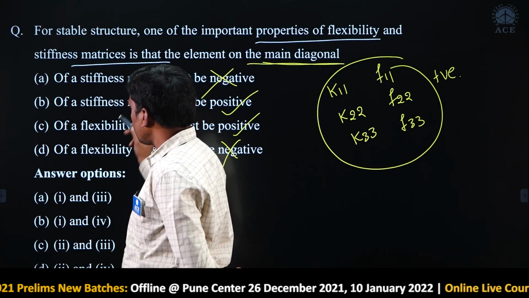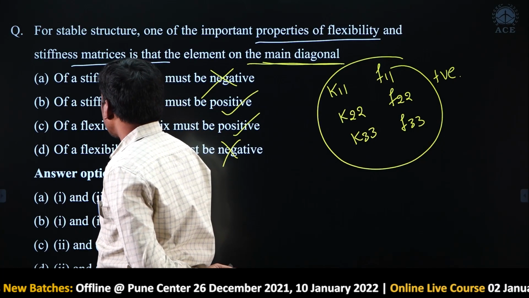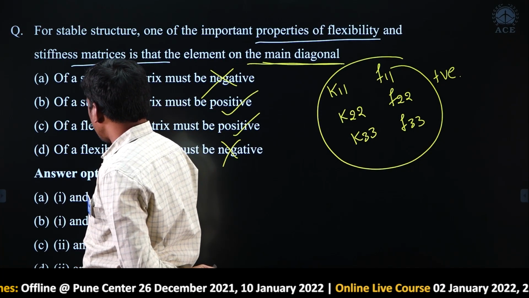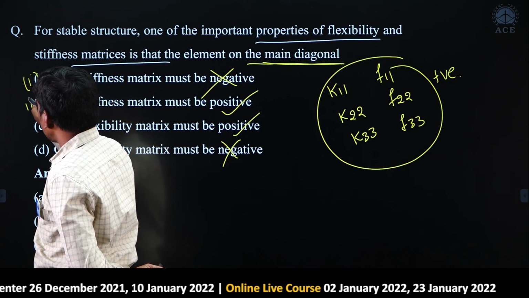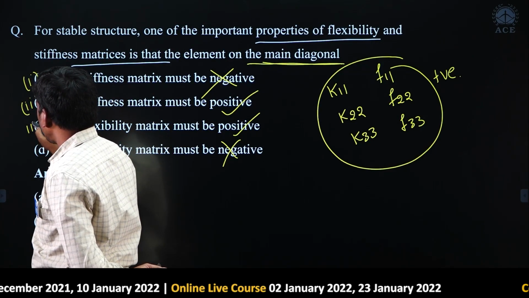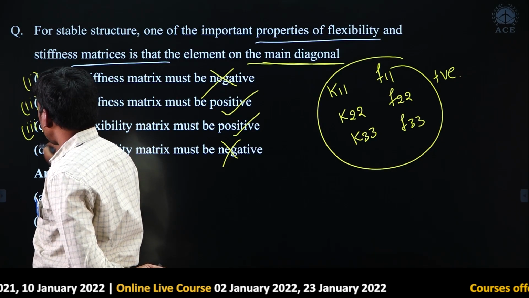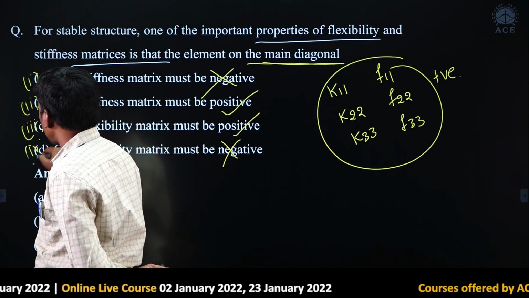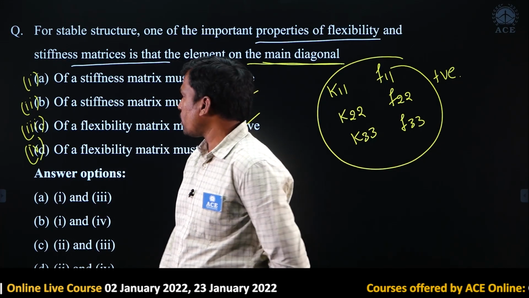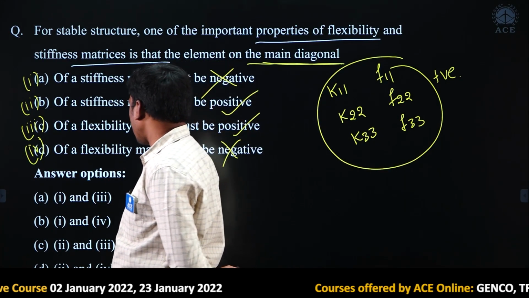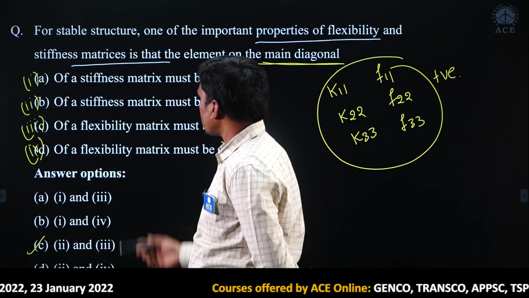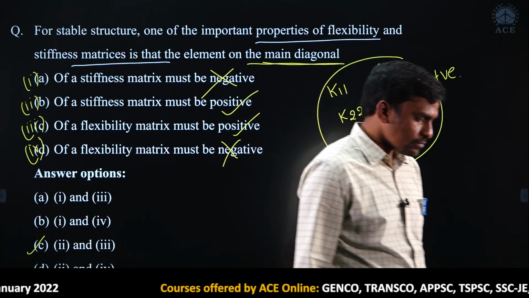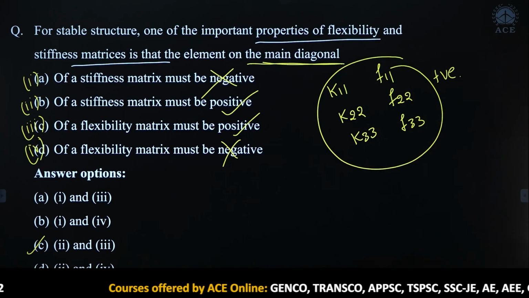Positive, positive, then B and C are correct. Given options, I think this is 1, this is 2, this is 3 and this is 4. So here 2 and 3 are correct, then option C is correct. Okay, please note down.